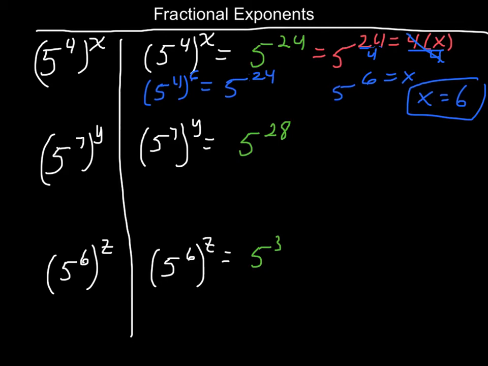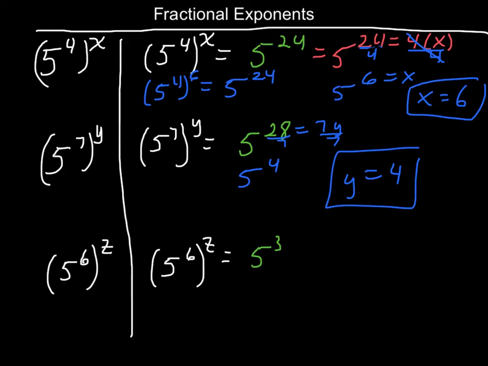Okay, so then this one of course is going to be equal to 7y. Divide this side by 7, divide that by 7, and you get 5 to the 4th. Therefore, y is equal to 4. Okay? And again, same thing down here. I'm going to say this is equal to, and raising a power to a power, multiply, 6z. Divide both sides by 6.